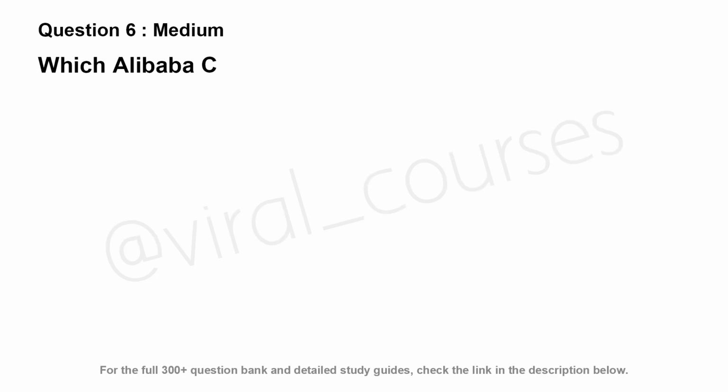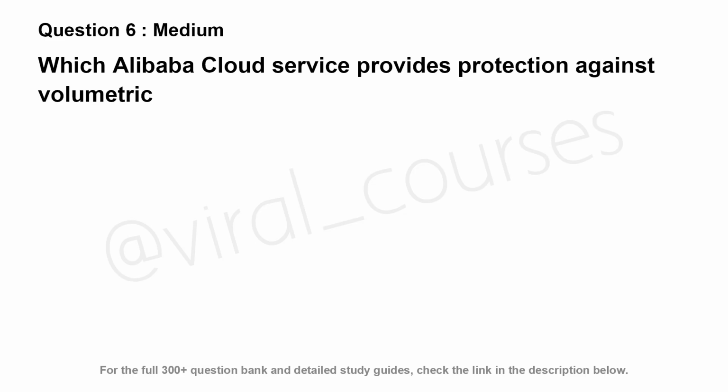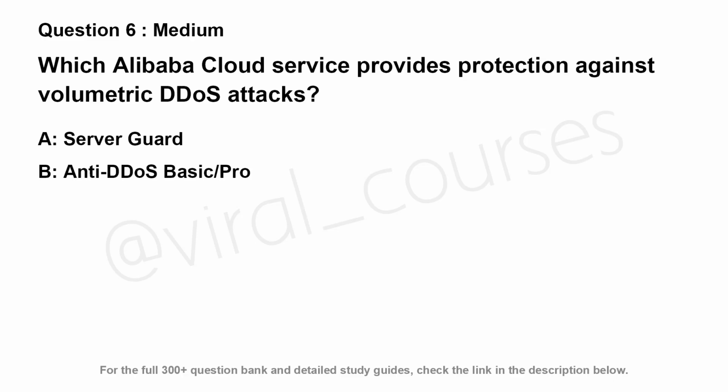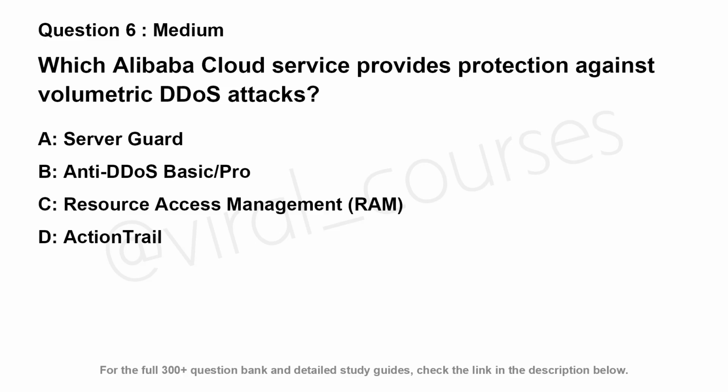Which Alibaba Cloud service provides protection against volumetric DDoS attacks? Option A, Server Guard. Option B, Anti-DDoS Basic or Pro. Option C, Resource Access Management, RAM. Option D, ActionTrail.